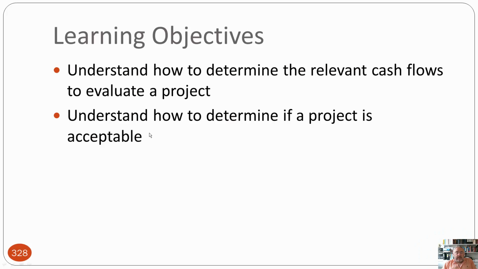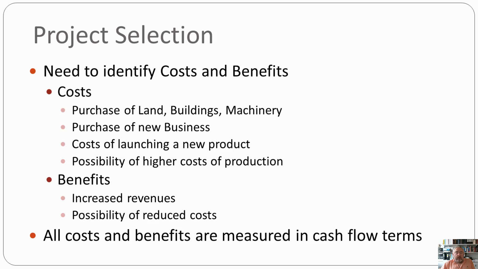Okay, so essentially these are our objectives for today in Unit 5, to work out how to determine relevant cash flows and how to determine if a project is acceptable is really a question of applying techniques that we already have. So in selecting a project, what do we need to do? We need to identify the costs and benefits of that project in a cash flow sense, remember.